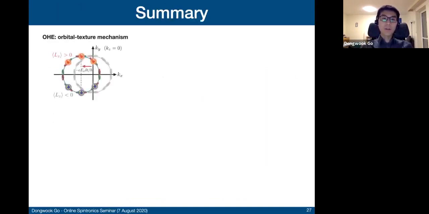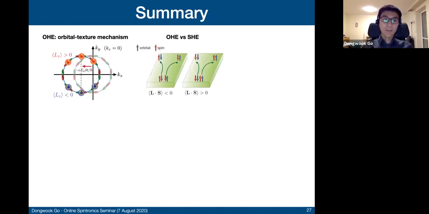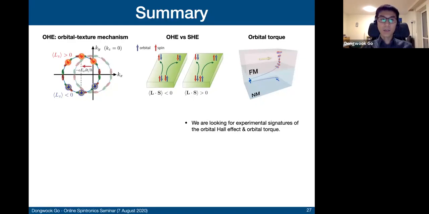So let me summarize. I explained that orbital texture captures the coupling between orbital and its interaction with the lattice, and we can induce the orbital Hall effect. The orbital Hall effect can transfer orbital moment to spin through spin-orbit interaction. And by utilizing this orbital current, we can have another mechanism of torque called orbital torque, and this is still missing. So we are looking for an experimental signature of the orbital torque and orbital Hall effect.